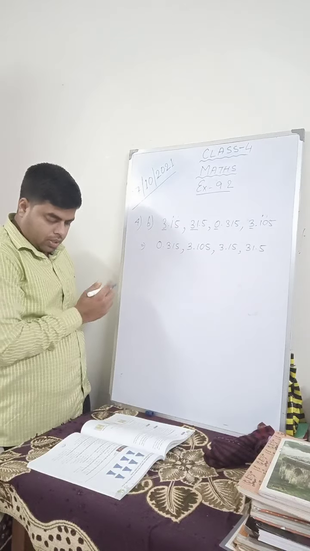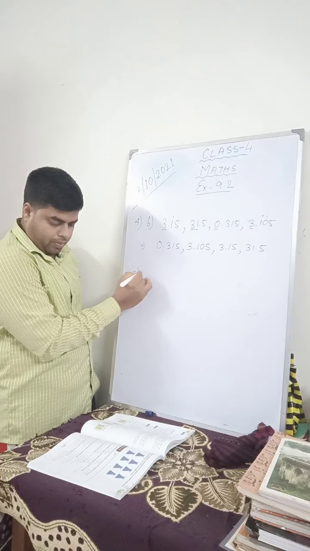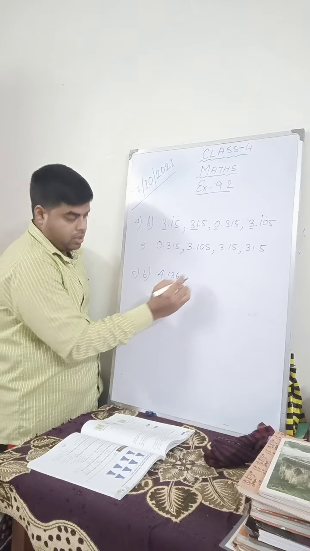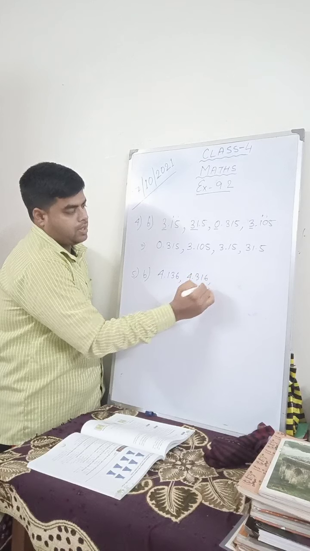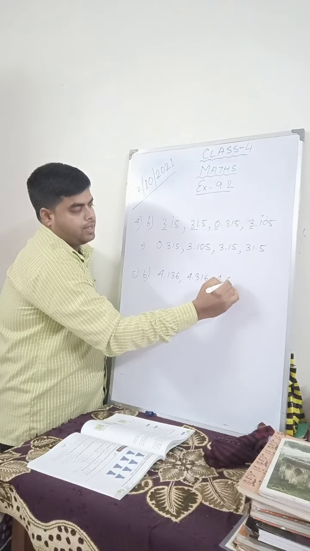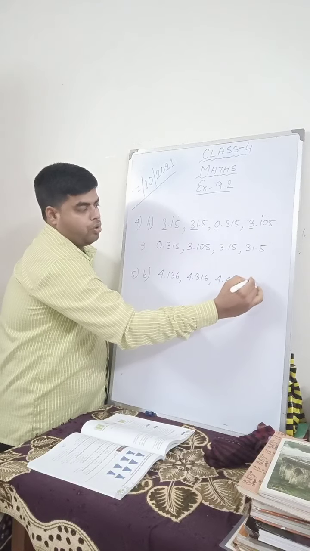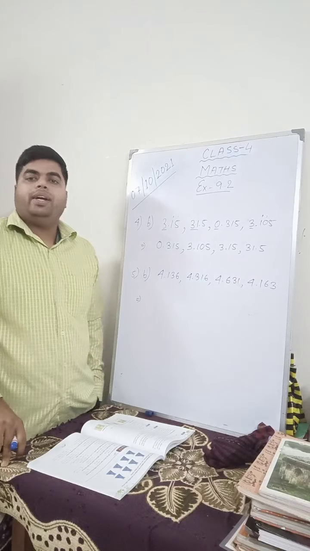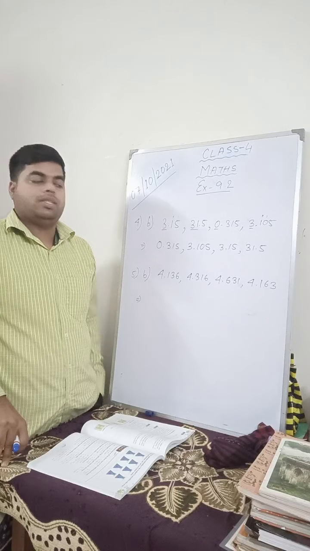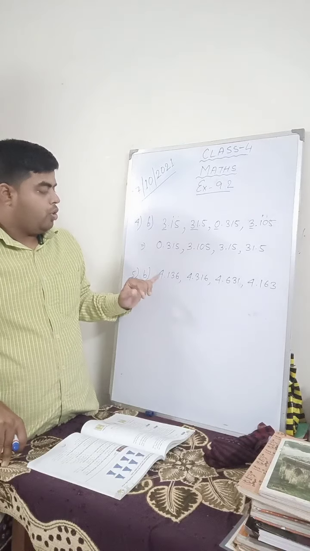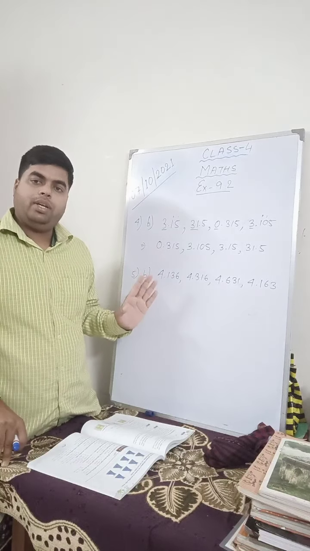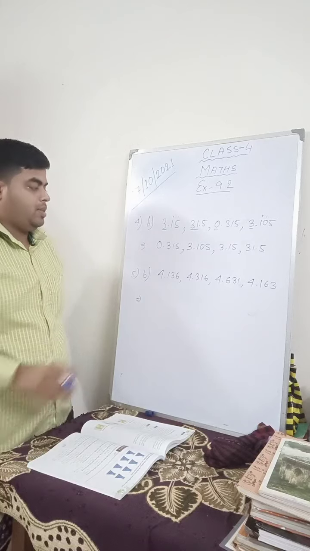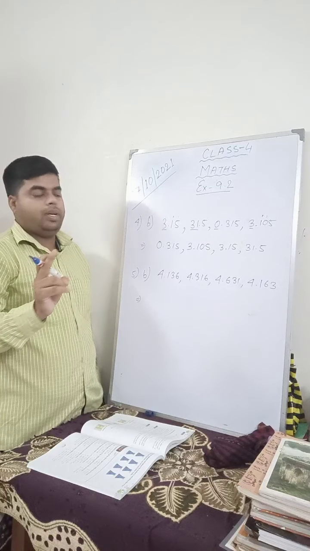Let me show you one descending order. Question number 5B: 4.136, 4.316, 4.631, 4.163. In this case, you see every number before the decimal is the same. That means 4 is there in every one. So 4 point this much, 4 point this much. So for every number, the whole number is the same. Now you have to go for the decimal part, that means after the decimal. They have said descending order means greatest to smallest.